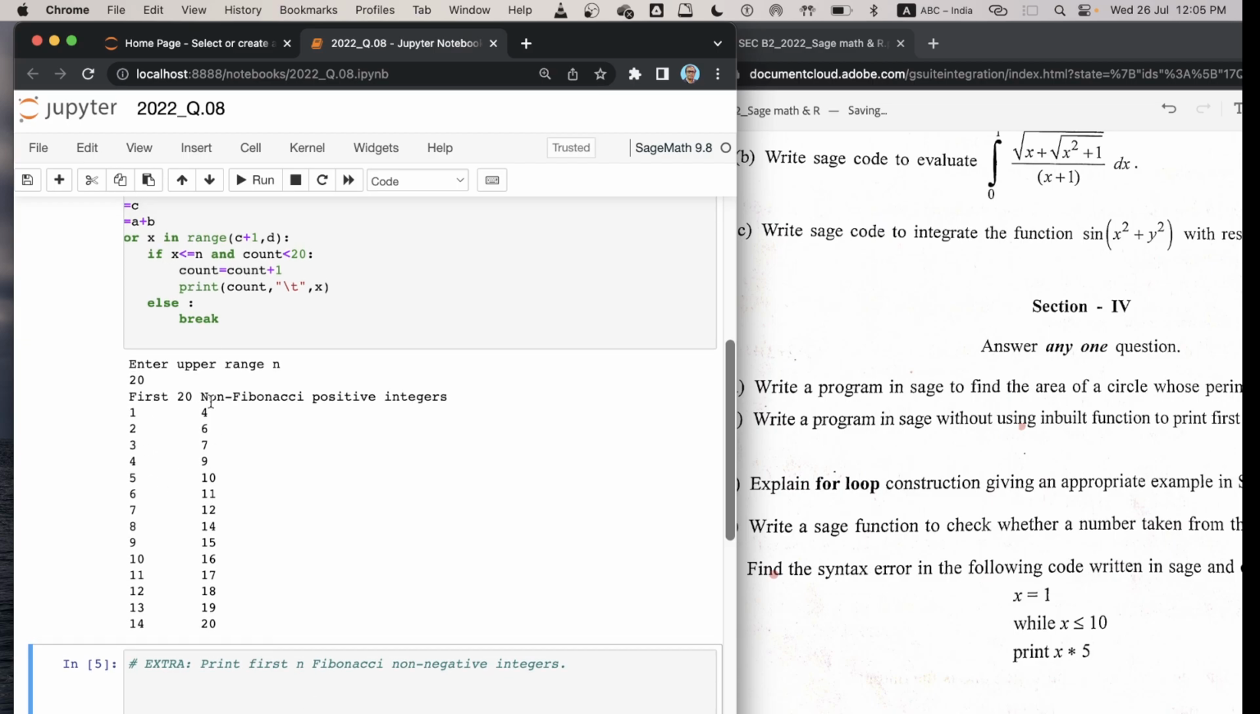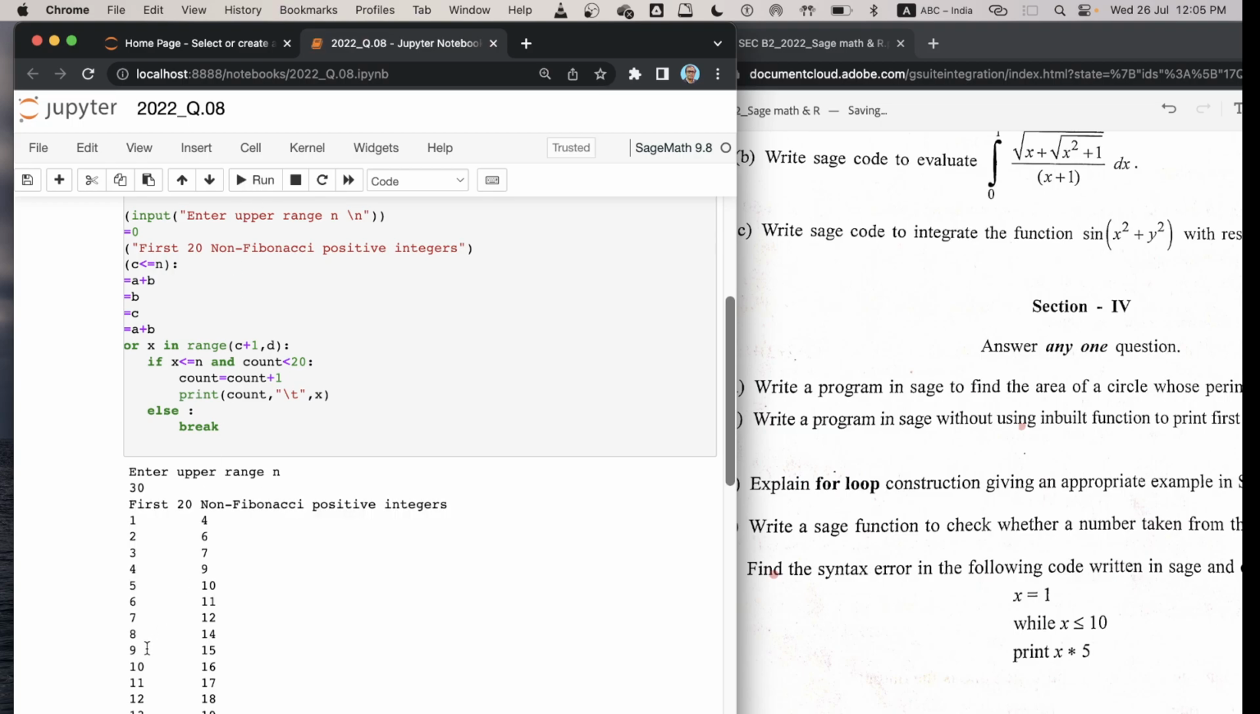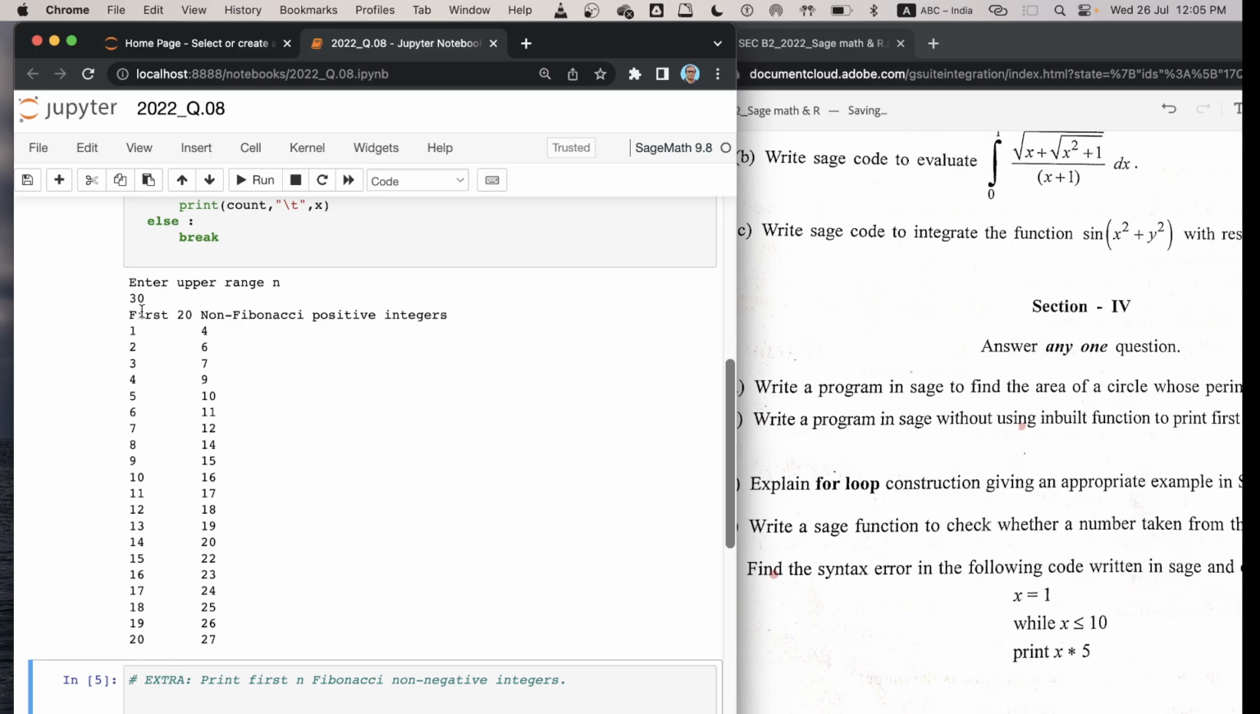Here, for the first 20 non-Fibonacci positive integers, we get only 14. So put 30 here. Yes. When you put n equal to 30 as the upper range, then you can get the first 20 non-Fibonacci positive integers, and the 20th non-Fibonacci positive integer is 27.